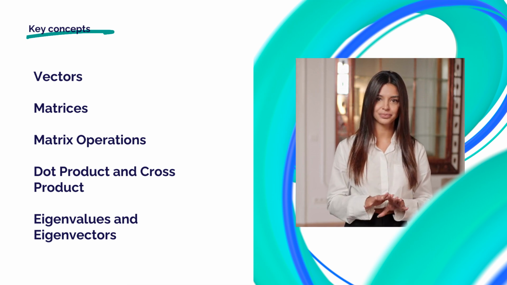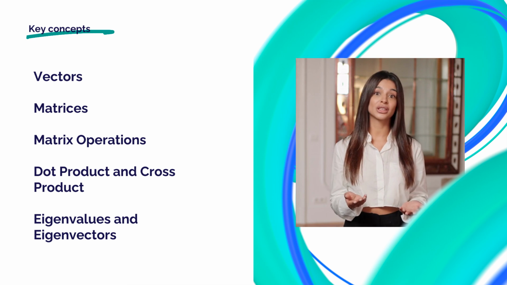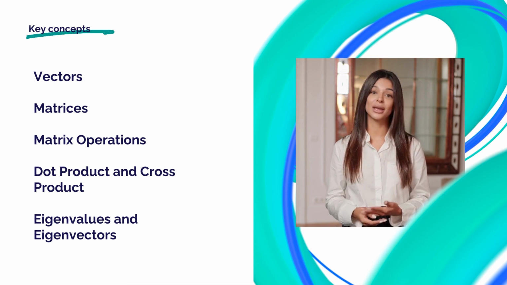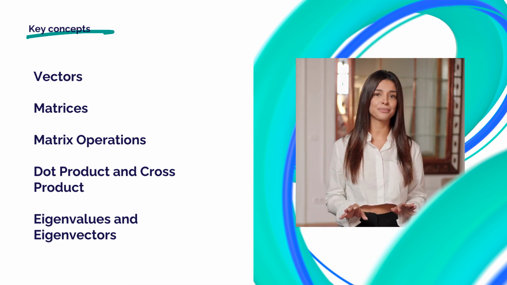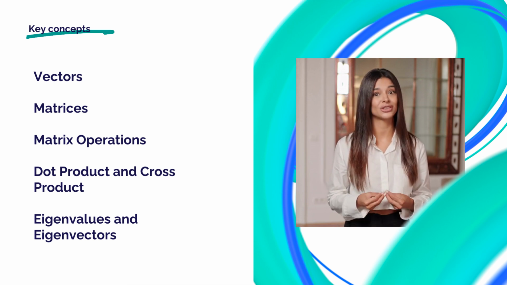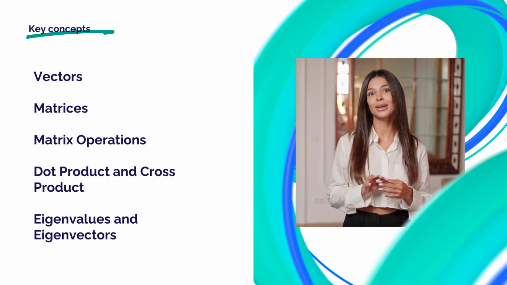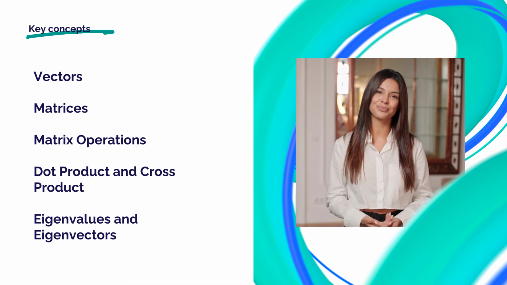Matrix operations. Addition, subtraction, and multiplication of matrices are fundamental for computations in neural networks. Example: matrix multiplication is used in transforming input data into features in a neural network layer.